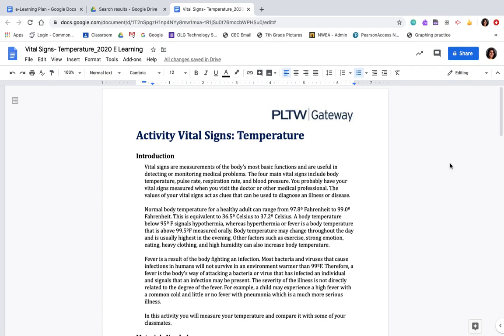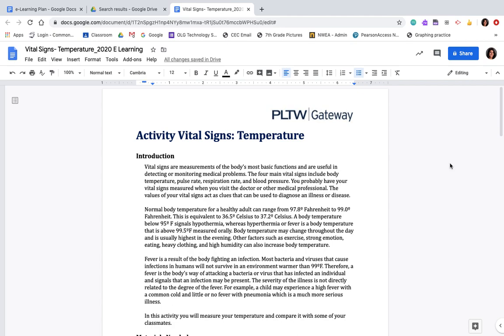Hi, 7th grade. Today we're going to start learning about vital signs, and the vital sign we're going to start with is temperature. This will take us 2 days to complete. It will be broken up into two different sections. So today we will just talk about what you are going to do during class today, and making sure you have that done for class tomorrow.